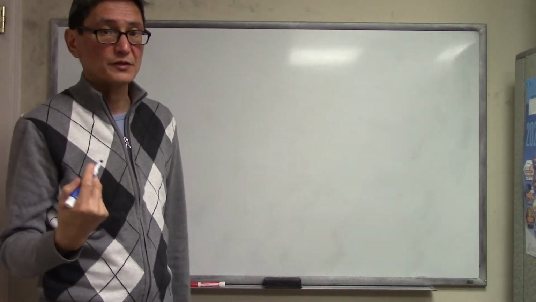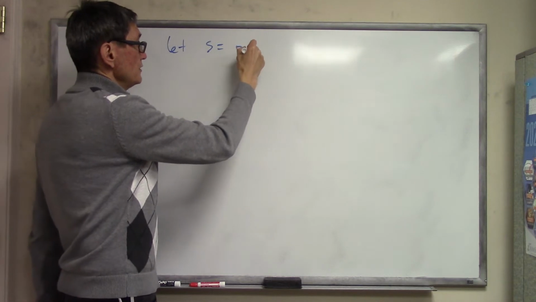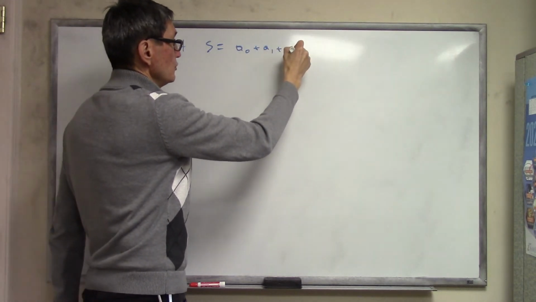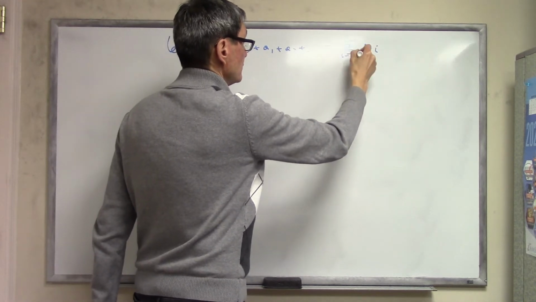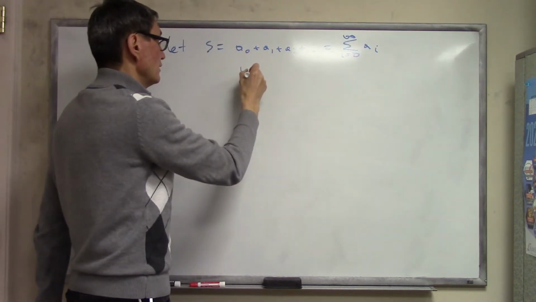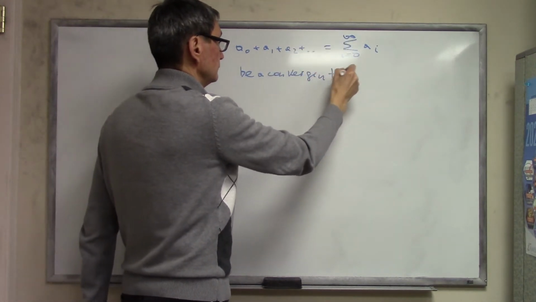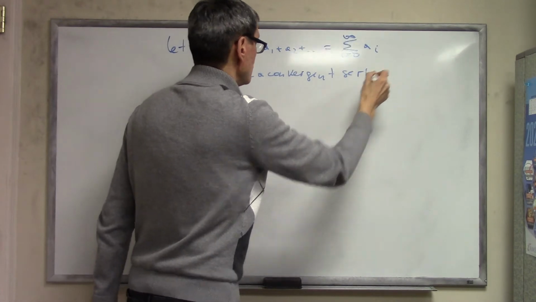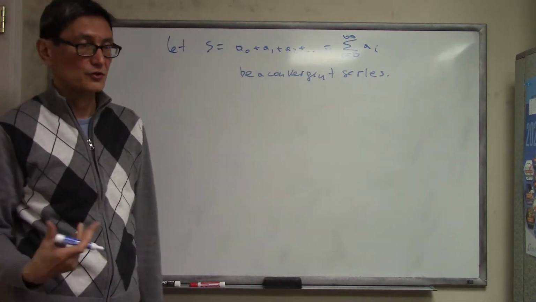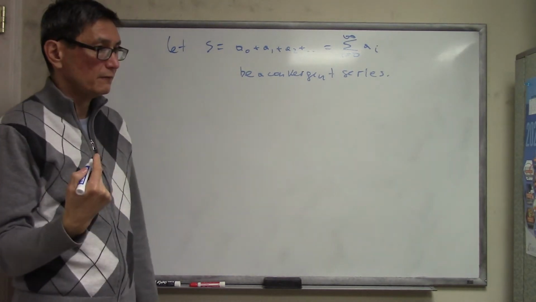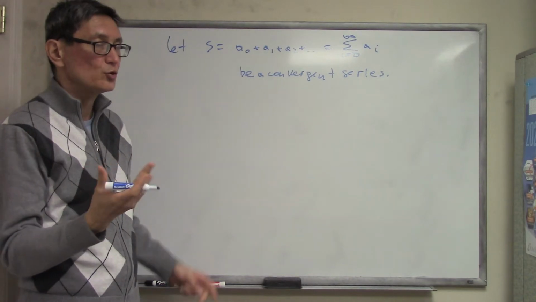Let's consider a convergent series. Let S be a0 plus a1 plus a2 plus and so on, which is sigma notation, sum of ai, i from 0 to infinity, be a convergent series. So we'll assume that the whole series converges to S. Then if we look at the partial sums, in particular we'll look at two consecutive partial sums.